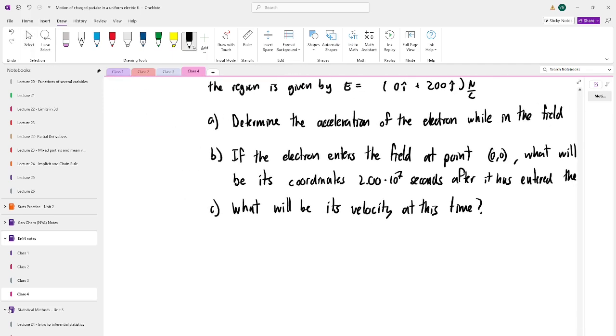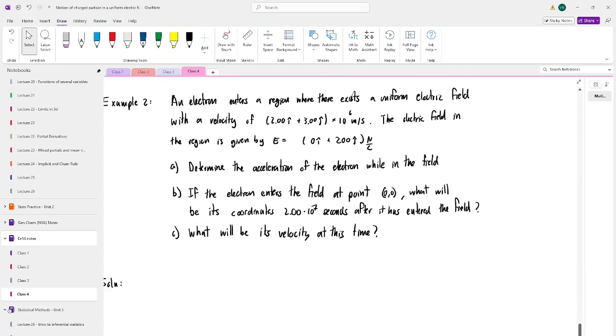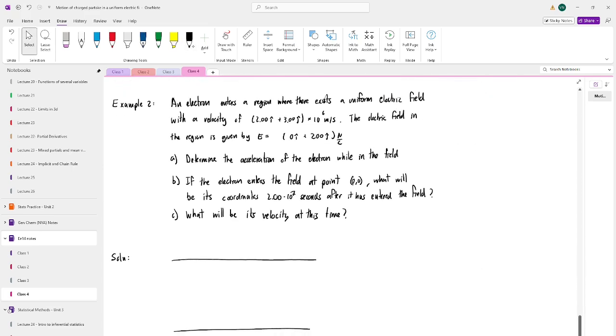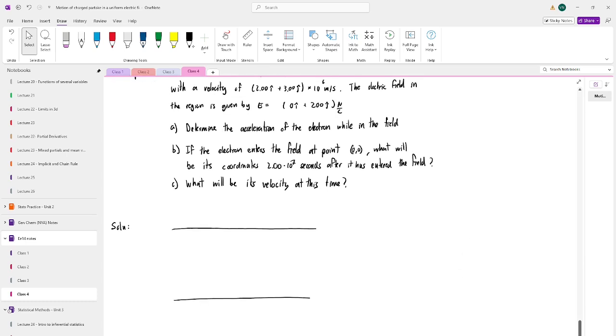So, solution. I like to draw them because it helps visualize what we're doing. It's going to help us solve the problem as well. So, first of all, we have our electric field, let's say like that. And then we know that the electric field in the region is given by 200 j. So what that means is that the electric field is pointing in the positive y direction and in no other direction. So the electric field must be pointing vertically like that.